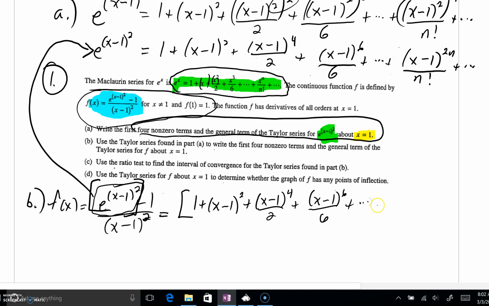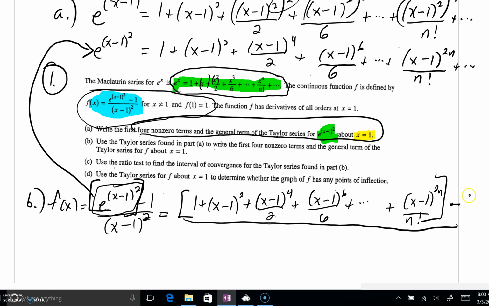And then, of course, we're going to have our nth term just as well. We'll have this x minus 1 to the 2n all over n factorial. But that's e to the x minus 1. Then you got to say this is your minus 1. And then down below we'll have x minus 1 squared. So you can see what's happening here. We're actually dealing with this situation where of course we have to do more than just work with that e to the x minus 1. We're going to have to subtract the 1 and then divide by x minus 1 squared.